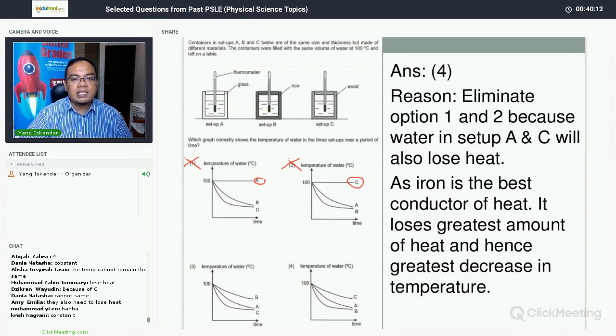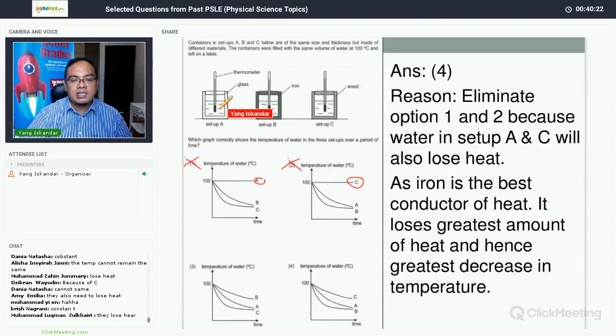Okay, I give you a simple example. Let's say you have a thermos flask which you use to keep hot water. So even though it is a very good thermos flask, after 1 year or 2 years, the water inside will not be hot anymore, right? The reason being, heat will still be lost.